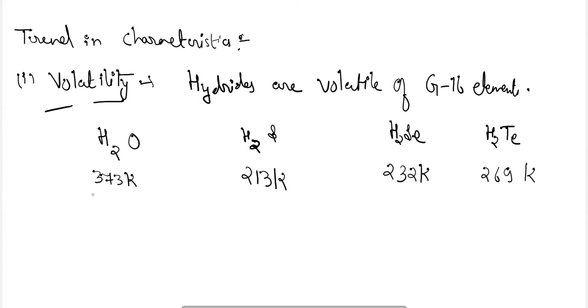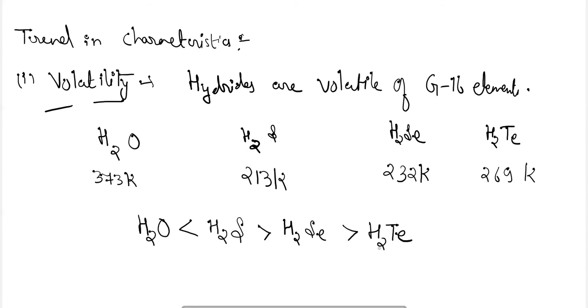But in comparison to water, the volatility of telluride, selenide and sulfide is still very high. So the trend is like this: H2O has lower volatility compared to H2S, but H2Se and H2Te also have lower volatility compared to hydrogen sulfide, and hydrogen sulfide is the most volatile hydride of the group 16 elements.